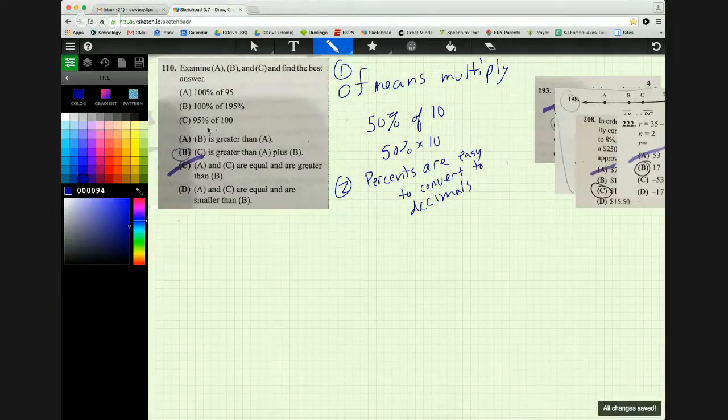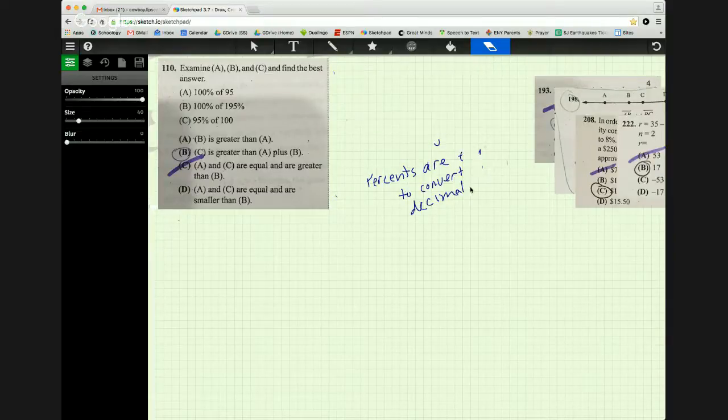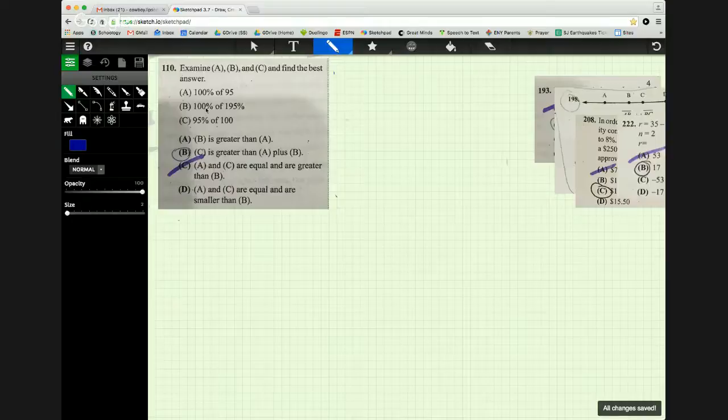So let's solve all of these problems knowing that it's easy to convert percents to decimals, and we can turn ofs into multiplication signs. So let's do that for all three of these questions. And we can do that hopefully pretty quickly. Again, we want to be solving all of these problems in about a minute if we can, because that's about the rate at which we have time for on the HSPT.